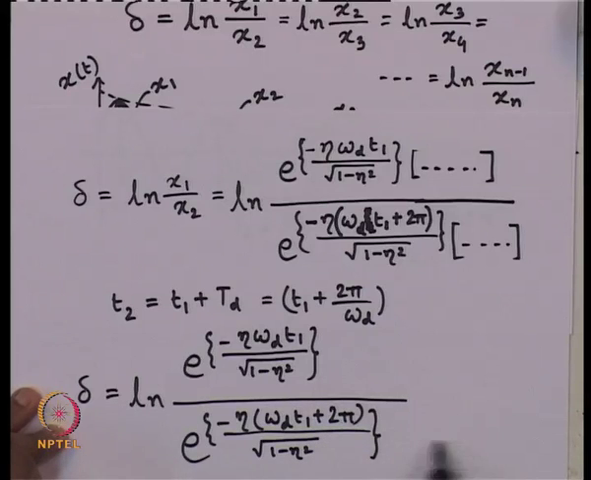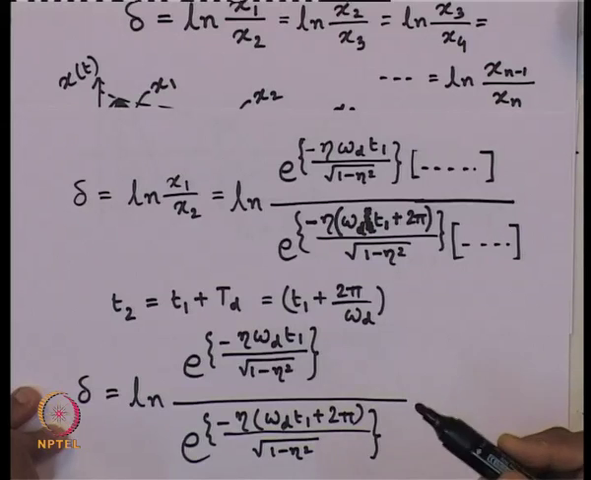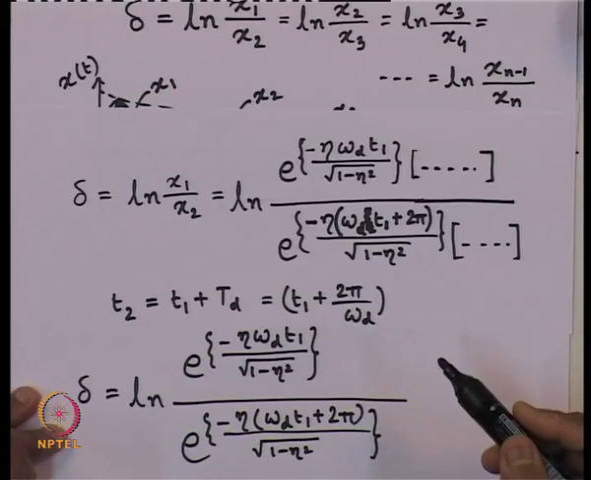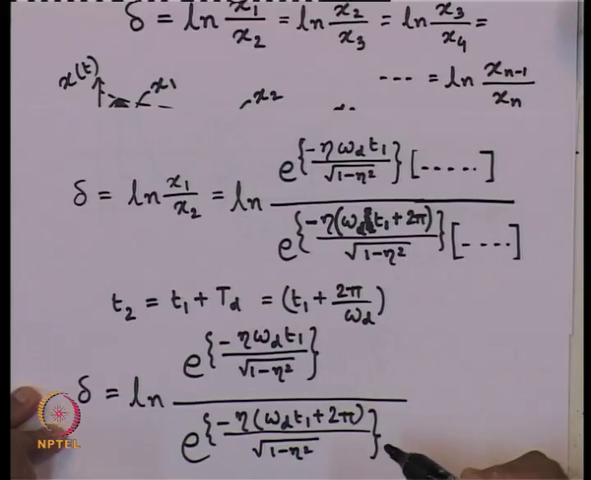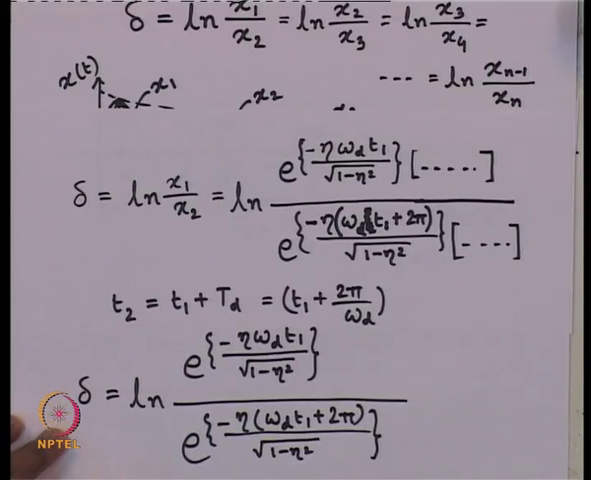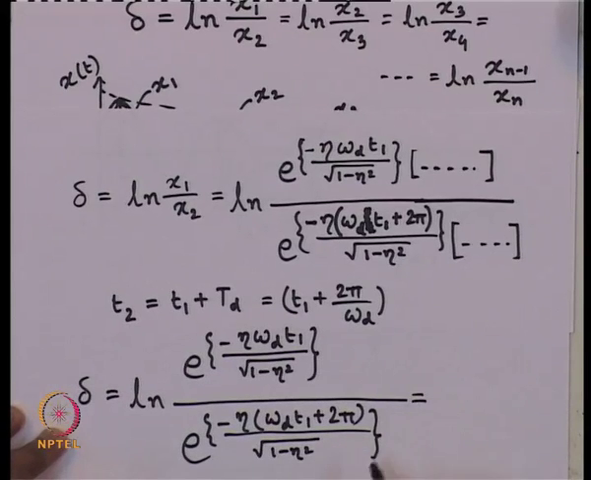Why have I not written this harmonic part? Because the harmonic part repeats after a cycle. So, it gets nullified in both numerator and denominator; they cancel each other. So, this will be our final expression. Now, from this, on simplification, what can we write?